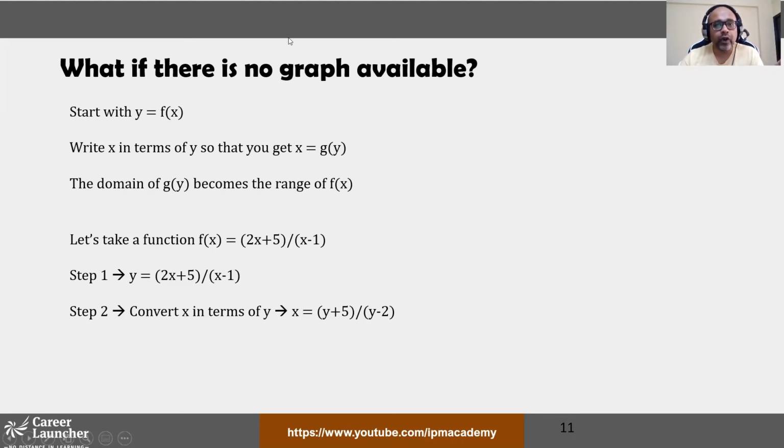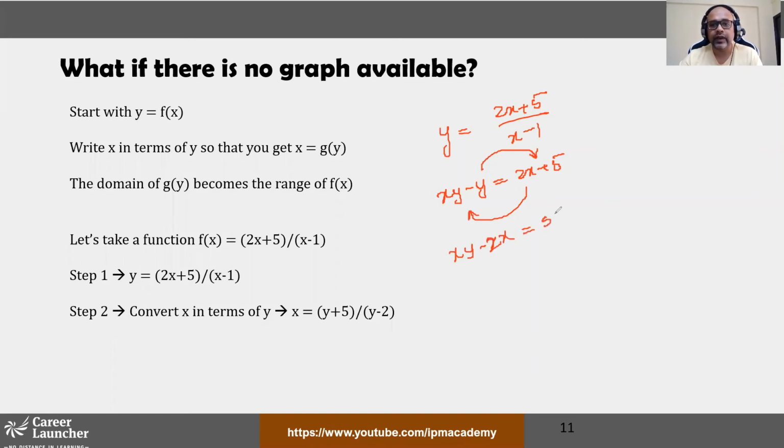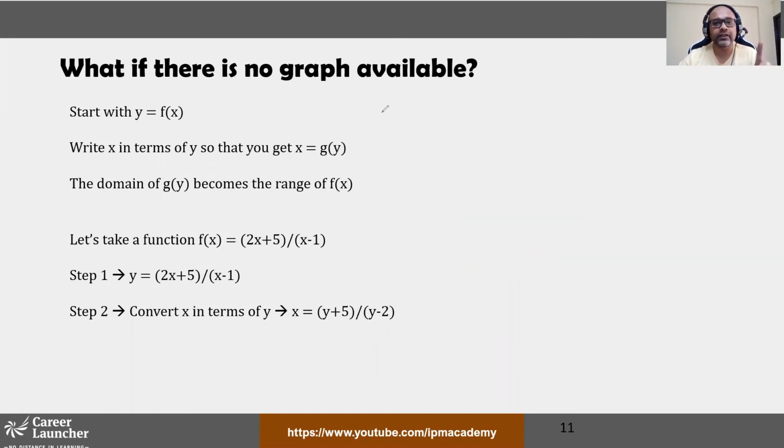So if you cross multiply, and for those of you who are wondering how I did it, if it is 2x plus 5 by x minus 1, cross multiply, you will get xy minus y equal to 2x plus 5. Then group these two and take this y here. So you will get xy minus 2x equal to 5 plus y. Now take x common and send the remaining, so x equals y plus 5 by y minus 2. And that is what I got here. This will be called your second or derived function, which is your g of y.